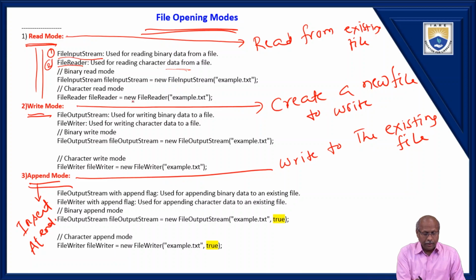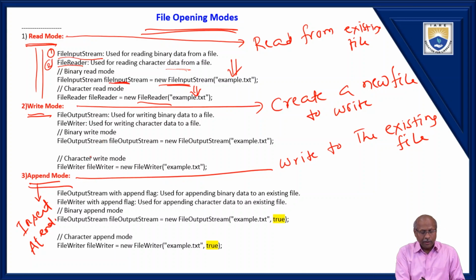This is byte. Now you can create an object of FileInputStream and you can pass the name of the file, example.txt. Once you pass it, the object will be created. If the file is not there, then it will throw an exception. Similarly, FileReader, new FileReader followed by the name. So this is the way you can open a file through this class. This is for reading purpose.